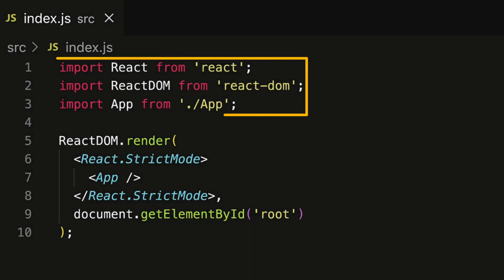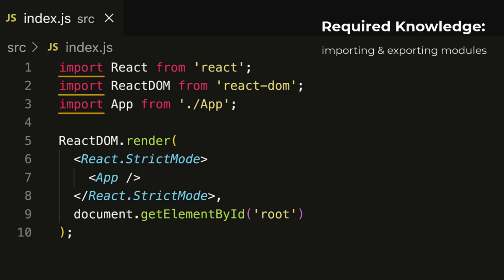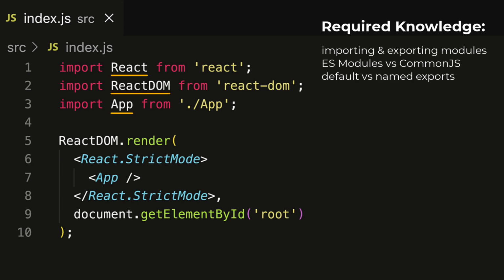If we look at the first 3 lines in this index file, we see the import and from keywords that allow us to bring in JavaScript from other files which are exporting code. This requires an understanding of ES modules versus CommonJS modules. These imports depend on default exports instead of named exports in the packages. Installing the React and React DOM packages requires an understanding of Node and the Node package manager. Line 3 is importing a React component from the app.js file, which you can see here, but it doesn't include the .js file type. This is normal behavior, but to someone that's new, it can lead to confusion.